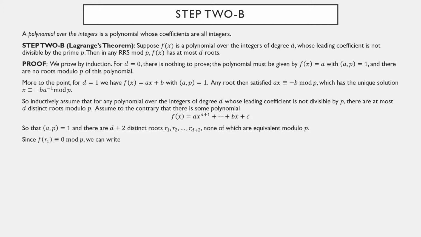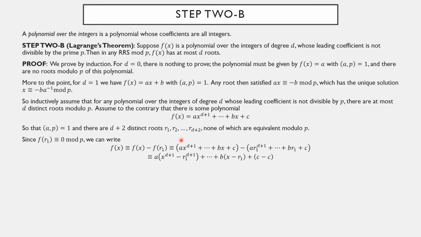Well, f of r1 is equivalent to 0 because r1 is a root. So we can write f of x is equivalent to f of x minus 0. F of x would be plugging x into this polynomial. F of r1 would be plugging r1 into this polynomial. I'm now going to group terms according to what exponent I have and what coefficient I have.